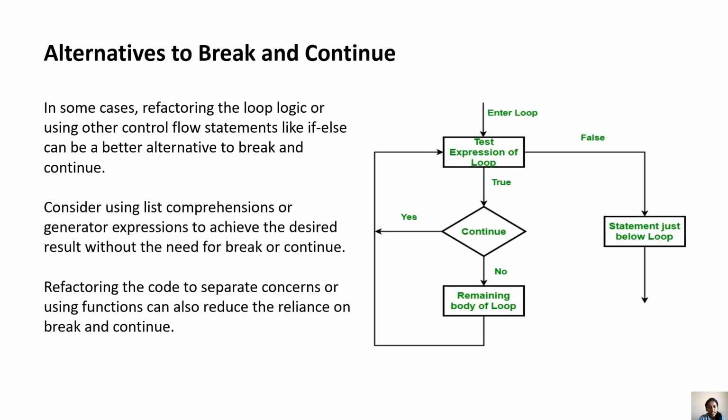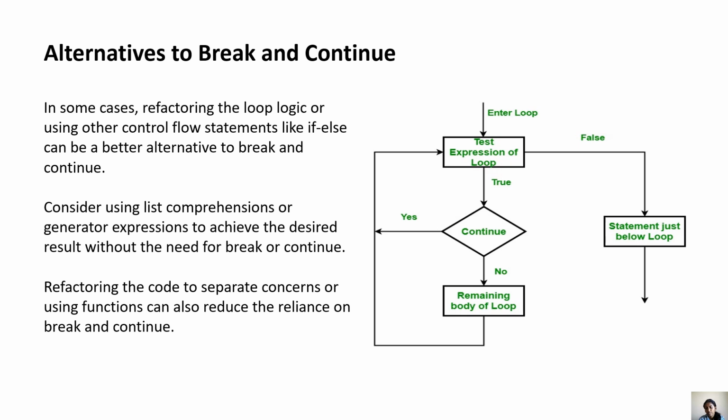And alternatives to break and continue statements are, in some cases, refactoring the loop logic or using other control flow statements like if else, which can be a better alternative. Break and continue are usually used within if else statements. Consider using list comprehensions or generator expressions to achieve the desired results without the need for break and continue. Refactoring the code to separate concerns or using functions can also reduce the reliance on break and continue.